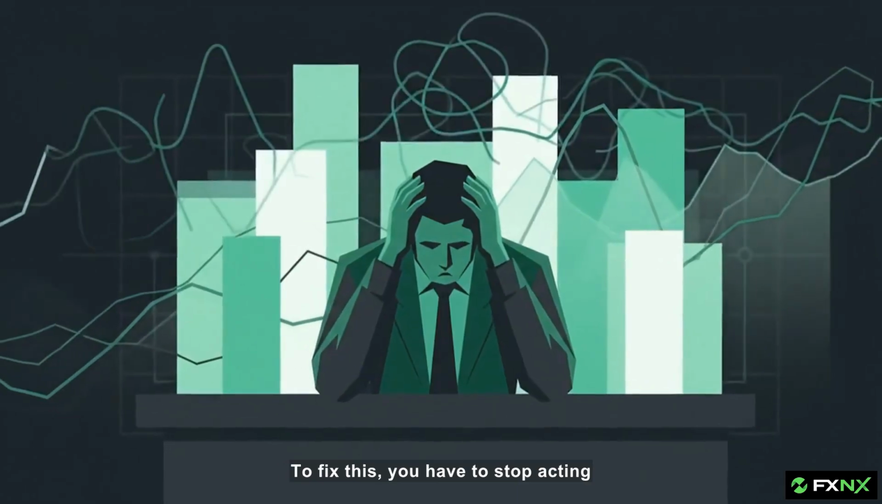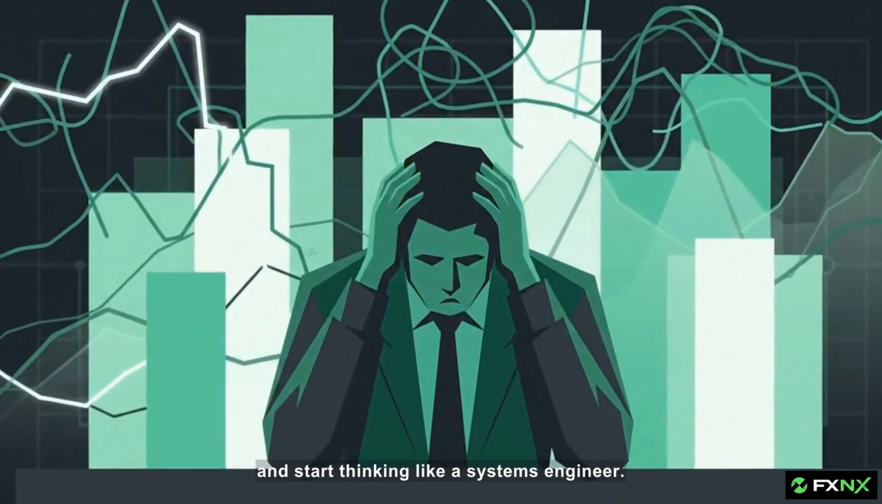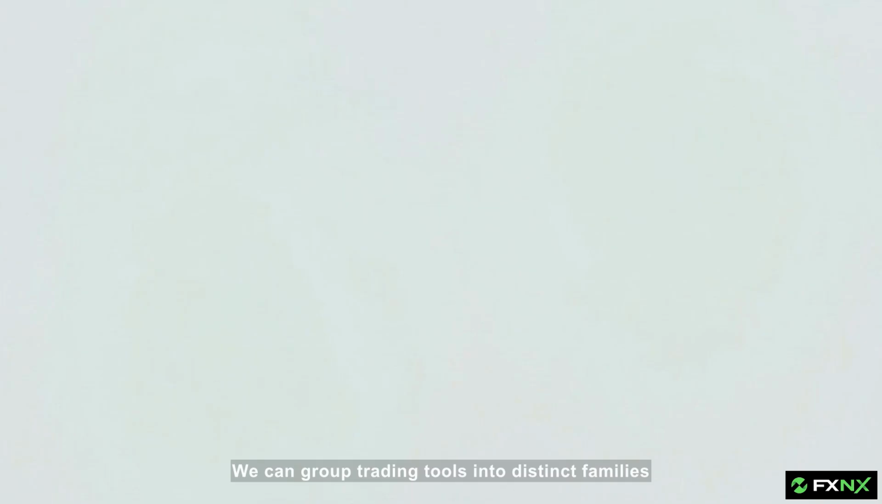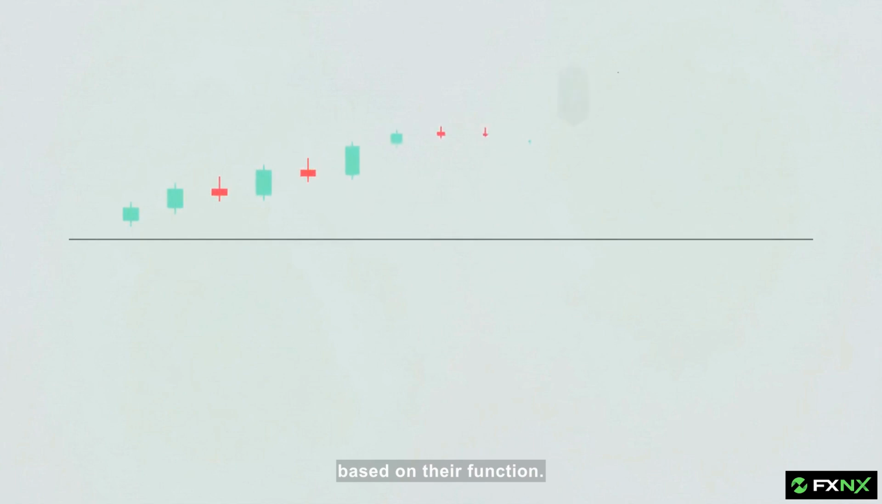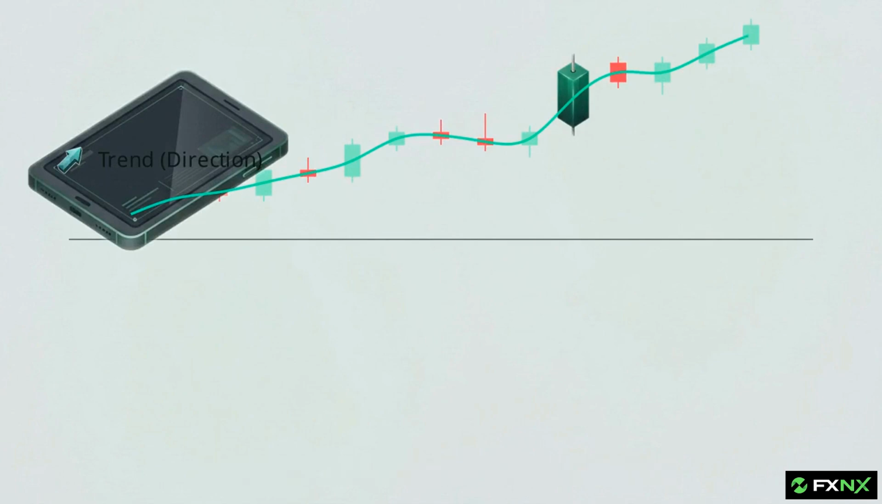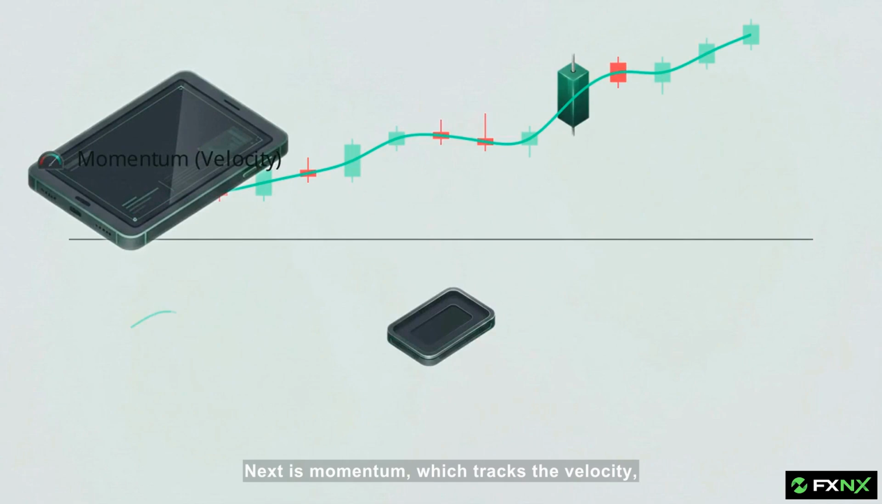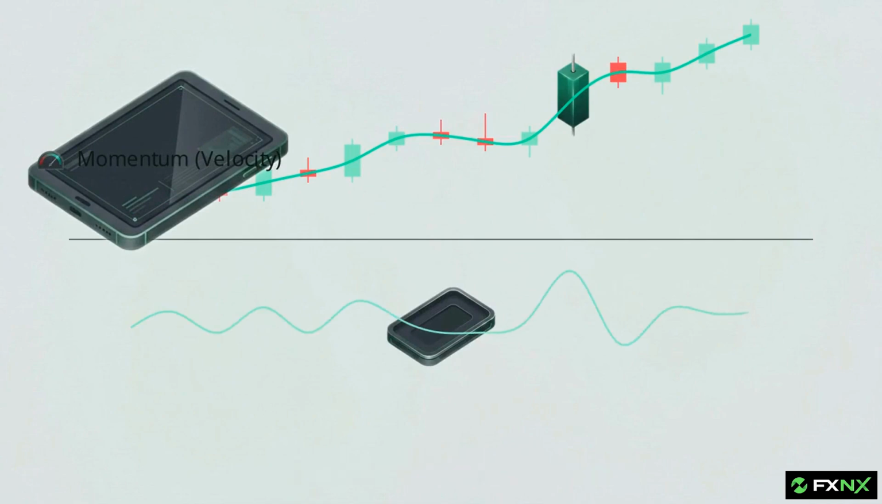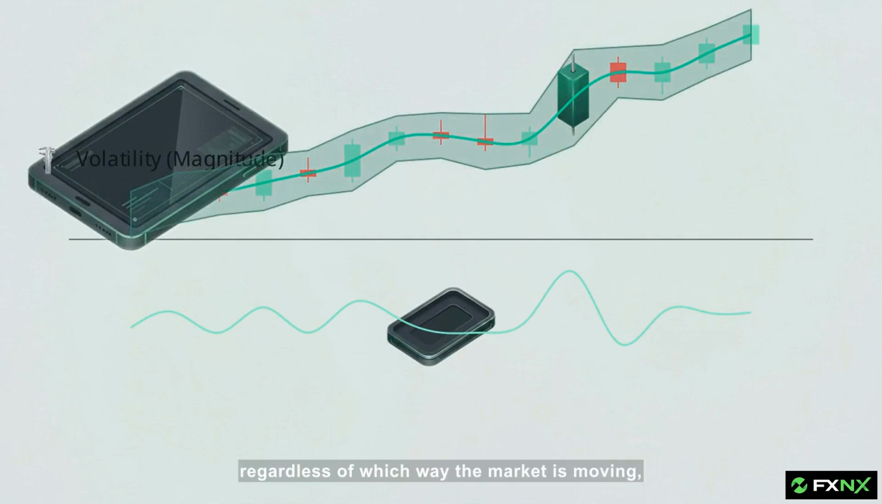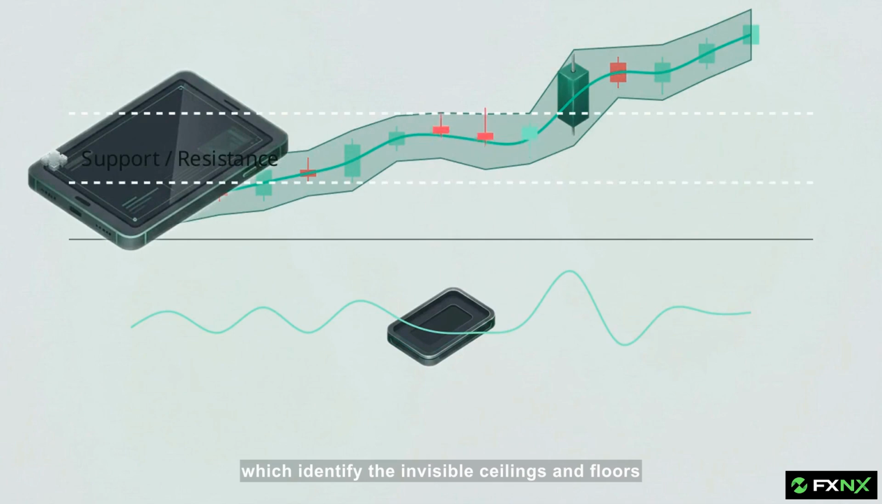To fix this, you have to stop acting like a data collector and start thinking like a systems engineer. A functional trading strategy is a machine, and every indicator needs a specific, independent job. We can group trading tools into distinct families based on their function. First, we have trend indicators, which measure the overall sustained direction of the market. Next is momentum, which tracks the velocity, the literal speed of those price changes. Then there is volatility, which measures the pure magnitude of price swings, regardless of which way the market is moving. And support and resistance tools, which identify the invisible ceilings and floors where buying or selling pressure typically clusters.